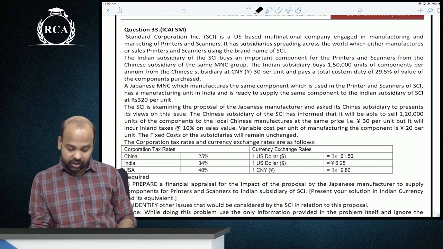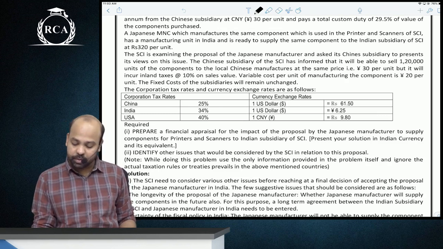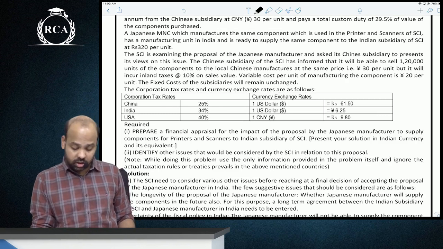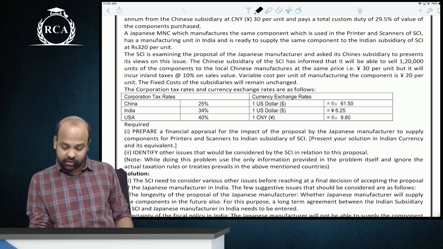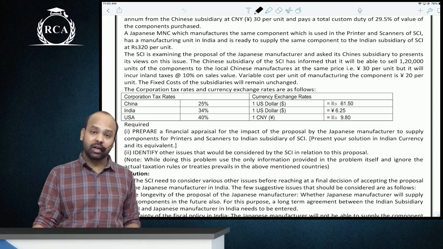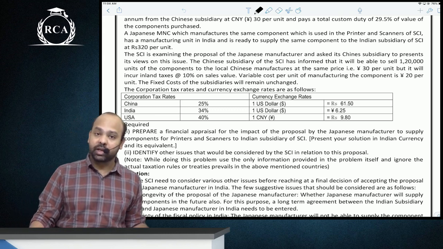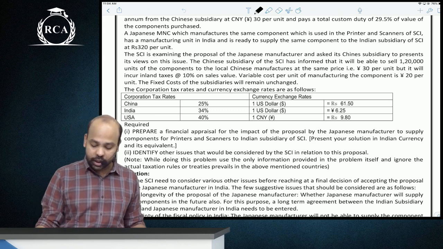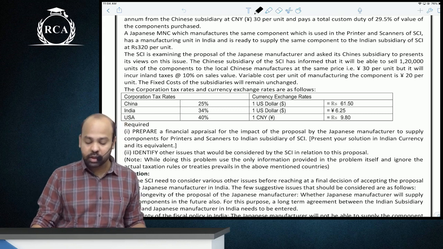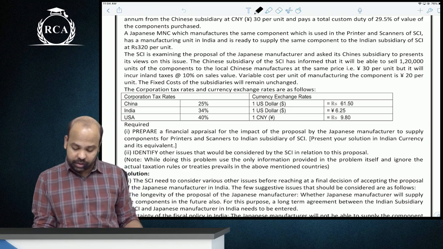Prepare a financial appraisal for the impact of the proposal by the Japanese manufacturer to supply components for printers and scanners to the Indian subsidiary of SCI. Present your solution in Indian currency and its equivalent. So, guys, whatever calculations you make for the Chinese subsidiary as well, do not forget to convert that into Indian rupees. Identify other issues that would be considered by SCI in relation to this proposal.